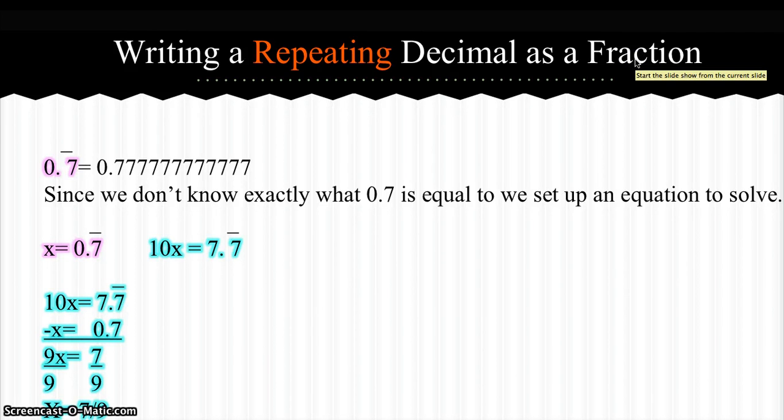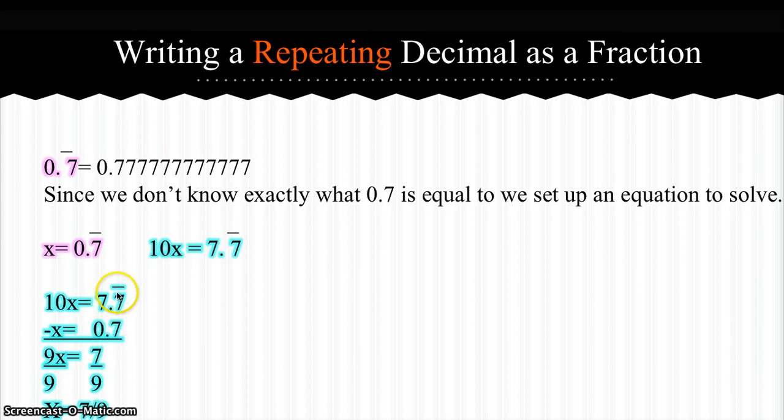So where we have 10x here is simply because I moved the decimal over once. And why I did this was to solve an equation, I need to have something on both sides. Simply having x is equal to 0.7 that repeats, I'm not going to find out what x is. So if I set up another equation that's equivalent to it, it's the same thing, then I can solve for x. So what I'm going to do now is I'm going to subtract these two. So 10x is equal to 7.7 that repeats, and x is equal to 0.7 that repeats as well.